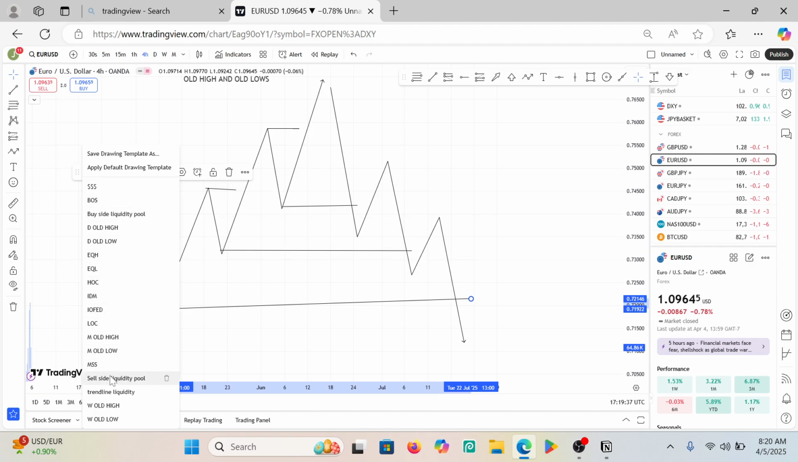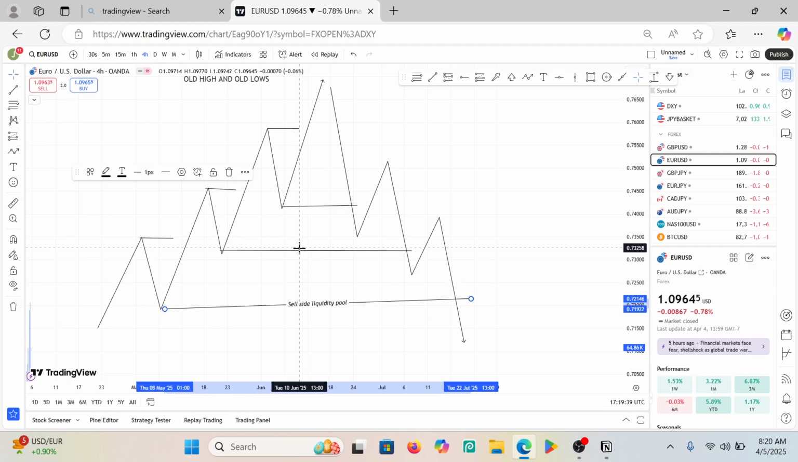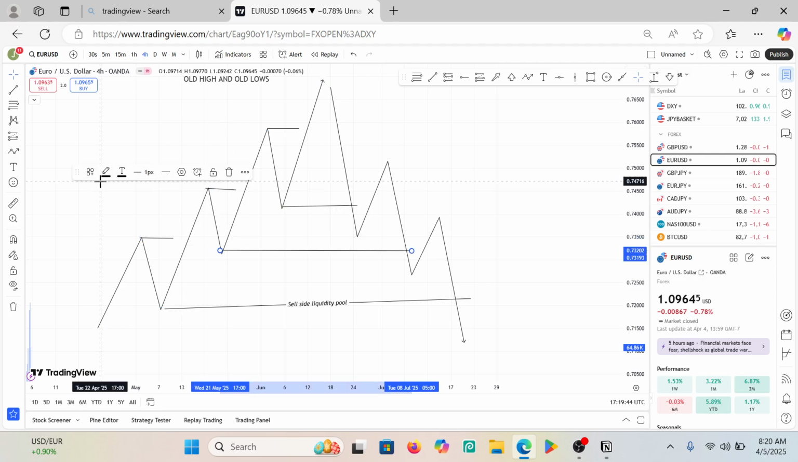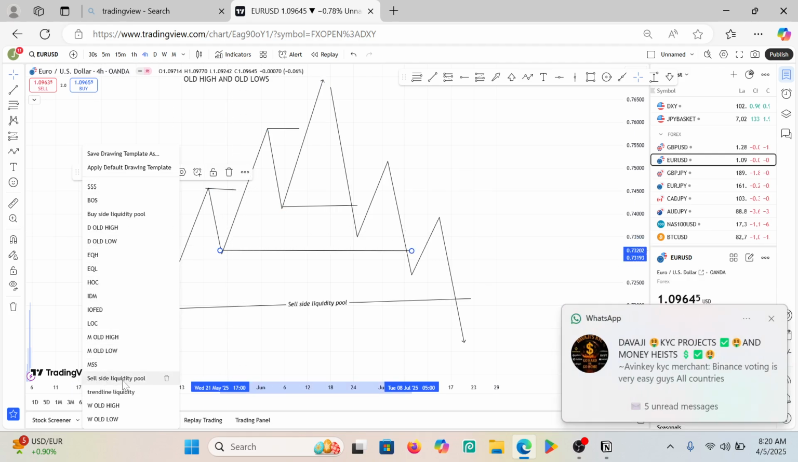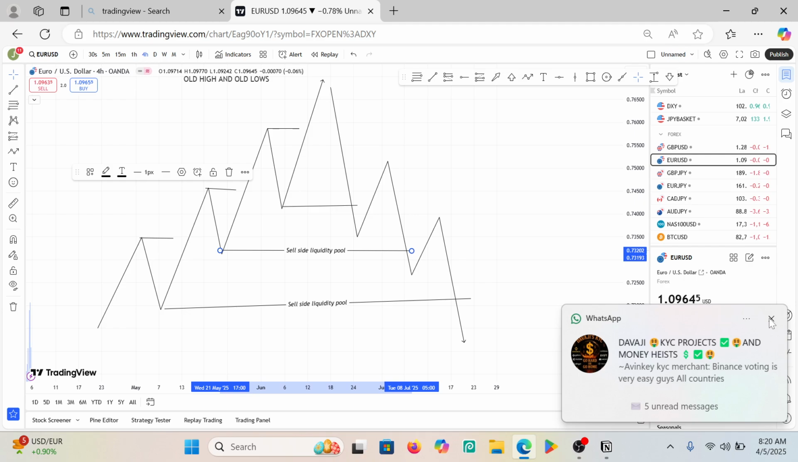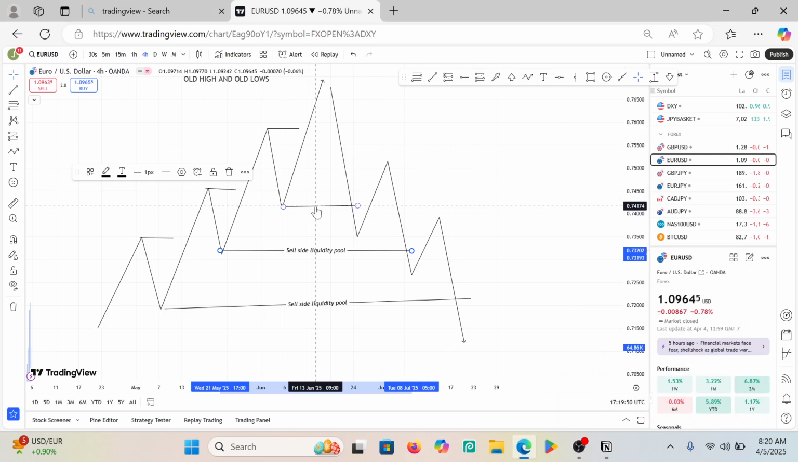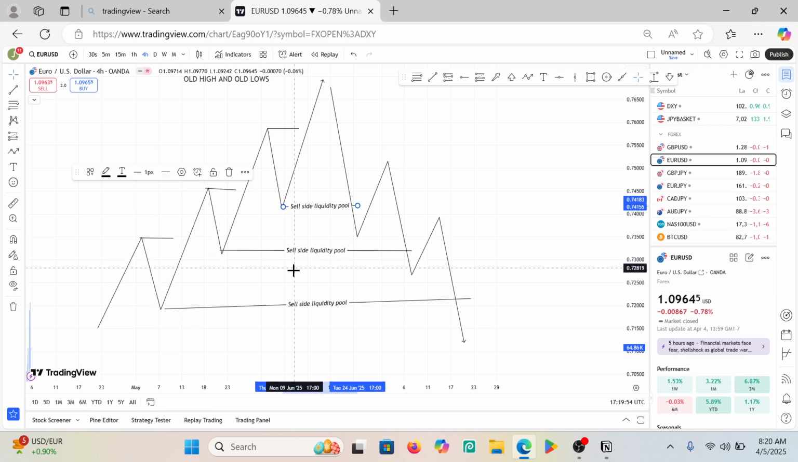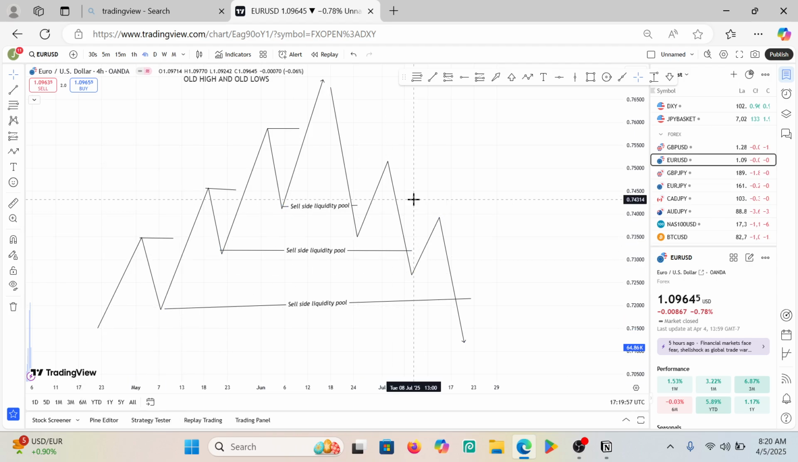And sometimes I call these sell side liquidities, because the market will come and take them later. Sell side liquidities. That's all that I can teach you about the 7 institutional reference points.